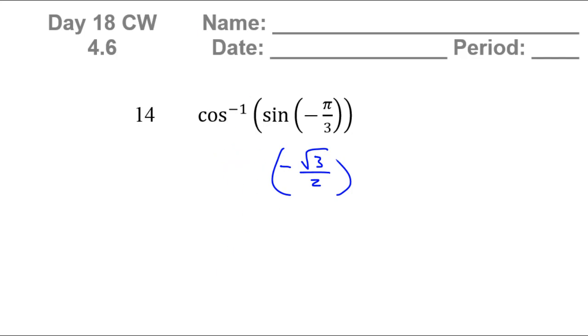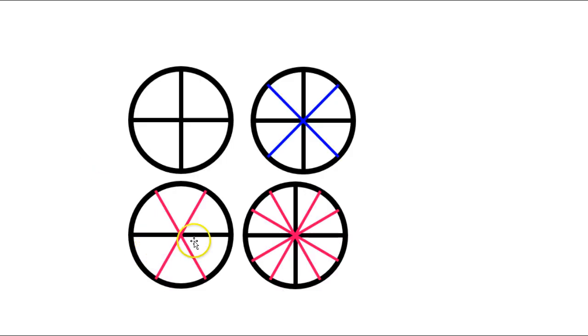So now we need to do the inverse cosine of negative radical 3 over 2. Inverse cosine is just an angle. It's the angle whose cosine is negative radical 3 over 2. Now what angle has a cosine of positive radical 3 over 2? Well, we've learned that that is pi over 6. But in this case, that just tells us the reference angle is pi over 6.